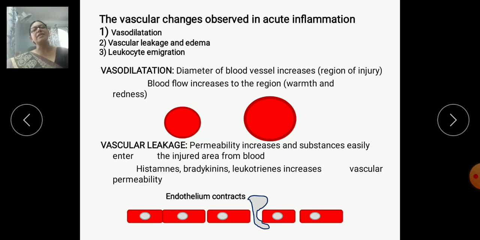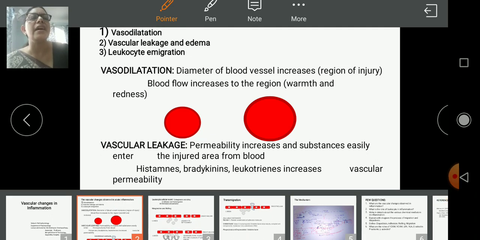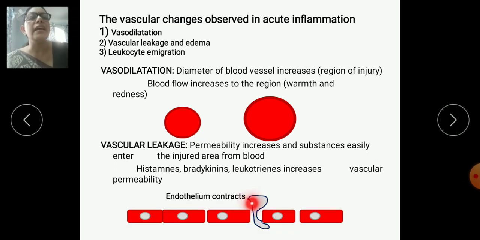The second step is vascular leakage. Now what is this leakage? Leak means something is coming out. Our endothelial layer of the blood vessel is normally intact. Whenever there is an injury or inflammation, this endothelial layer breaks. Here you can see it, I have given it over here: the endothelial layer, the gap has increased.